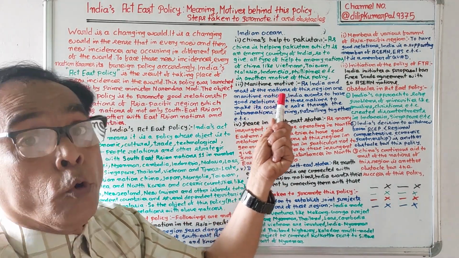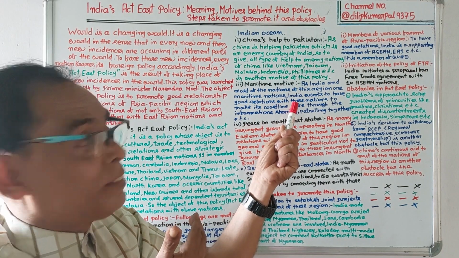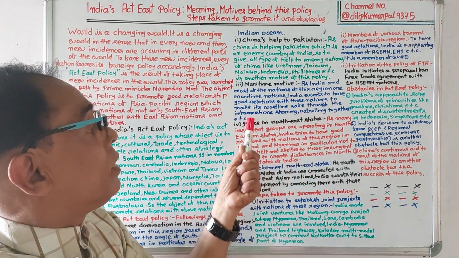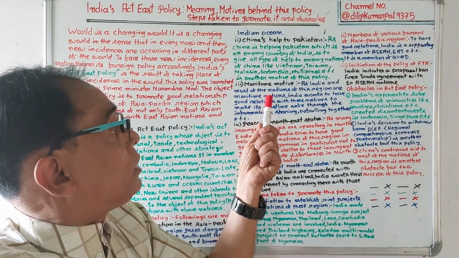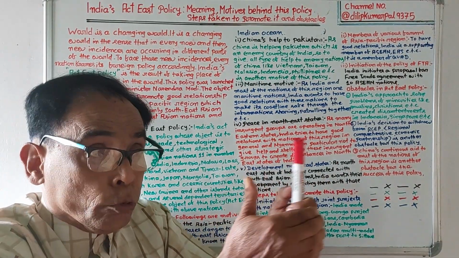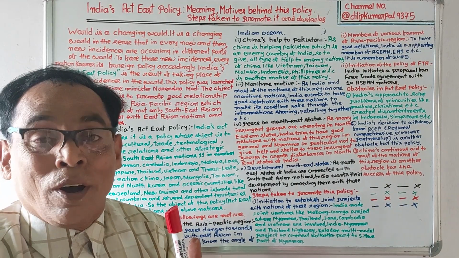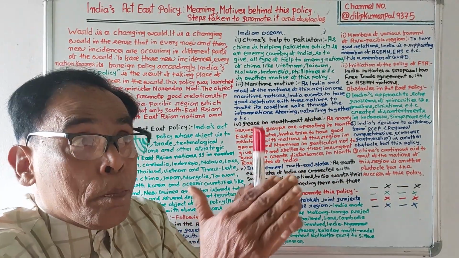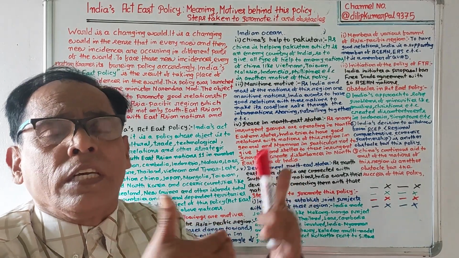And number three, the maritime motive. As India and most of the nations of this region are maritime nations, India wants to have good relationships with these nations to make its coastline safe through information sharing and patrolling together. So another motive of India's Act East policy is the maritime motive. Most of the nations of the Asia-Pacific region are India's maritime neighbors, or India's neighbors in the sea. So India wants to have good relationships with these nations to make its coastline safe by patrolling the sea together and exchanging information among them.